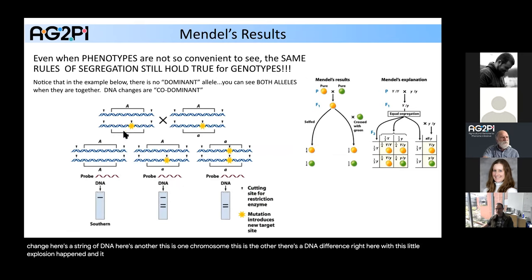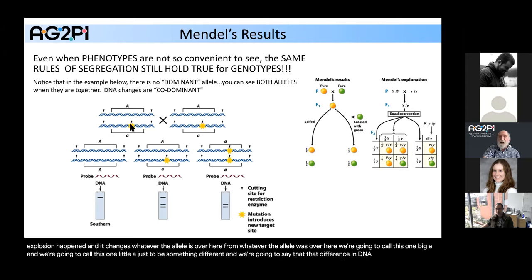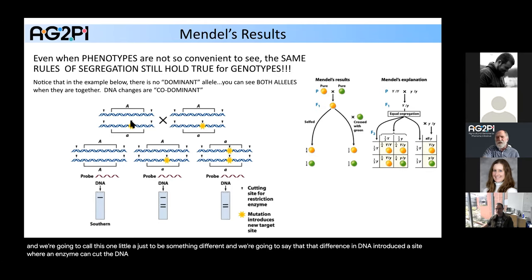And it changes whatever the allele is over here from whatever the allele was over here. We're going to call this one big A, and we're going to call this one little a, just to be something different. And we're going to say that that difference in DNA introduced a site where an enzyme can cut the DNA, and the details of it aren't important.